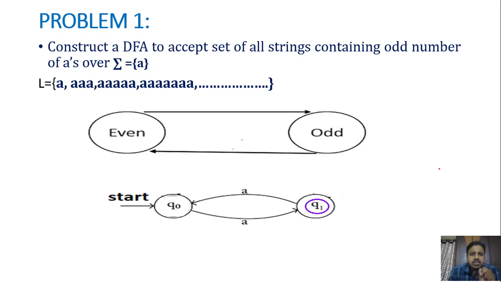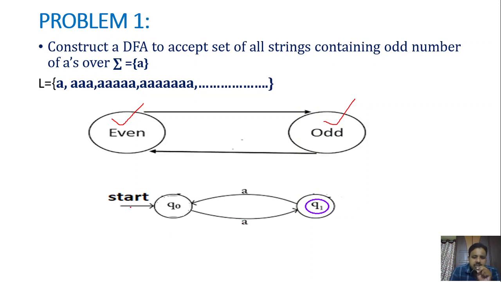For this type of model, we consider that there may be two states: one is the even state and the next one is the odd state. In the previous problem, our objective was to accept an even number of a's, so we made the even state the final state. But here we have a different objective: we need to accept an odd number of a's. So we have to make the odd state the final state. That is the only change in this DFA compared to the previous one.